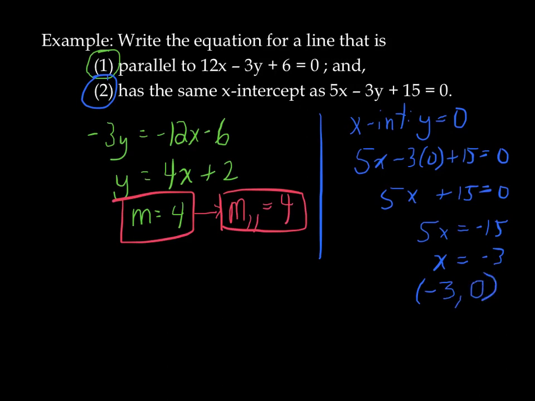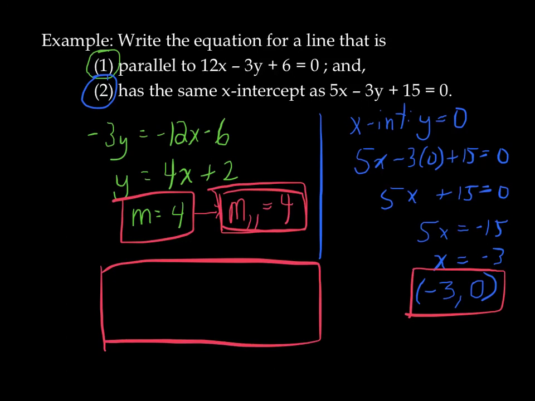We now have enough information to answer the question. We know that the slope is 4 and that this line passes through -3, 0. So for a final answer, we can write that y minus 0 equals 4 times x minus -3.